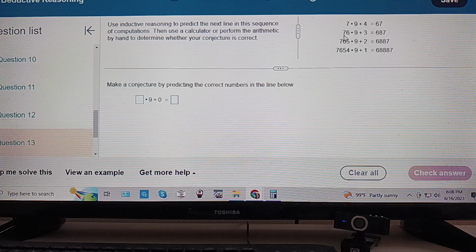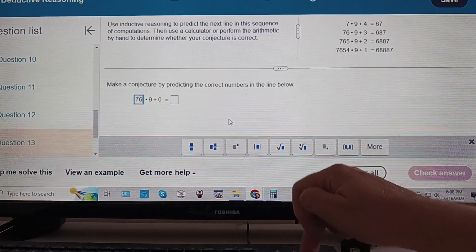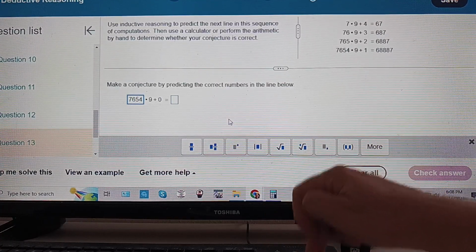First, there's a 7. Then there's a 7, 6. 765, 7654. Not only do they keep adding a number, but the last number keeps getting smaller by 1. So 7654, and then you're going to need a 3 after that.